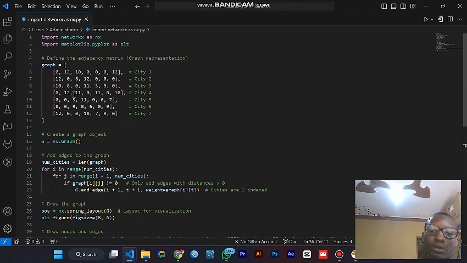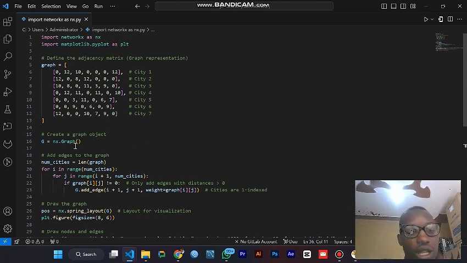The reason why we chose this data structure is that it allows constant time lookup of the distance between any two cities. In this matrix, if I want to know the distance between, let's say, city 1 and city 2, I access it using their indices, which are 0 and 1, and this gives me a 10, which is the distance between those two cities.